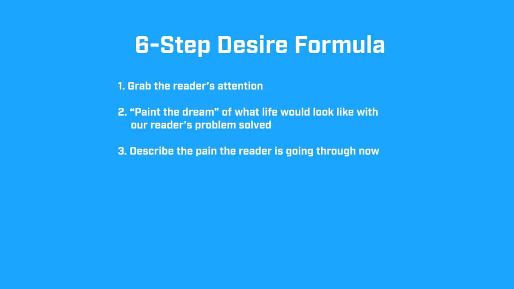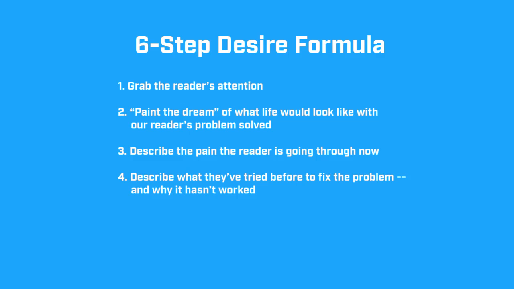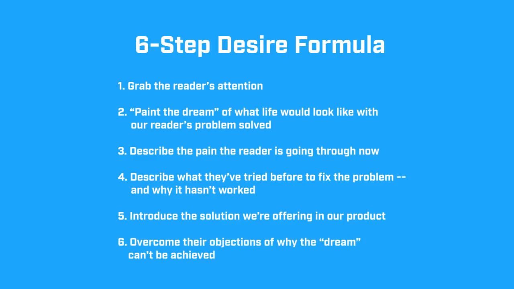Step 3, describe the pain that the reader is going through. Step 4, describe what they've tried before to fix the problem and why it hasn't worked. Step 5, only at step 5 are we introducing the solution that we're offering in our product. Only at step 5. And finally, step 6, overcome their objection of why they can't achieve the dream.